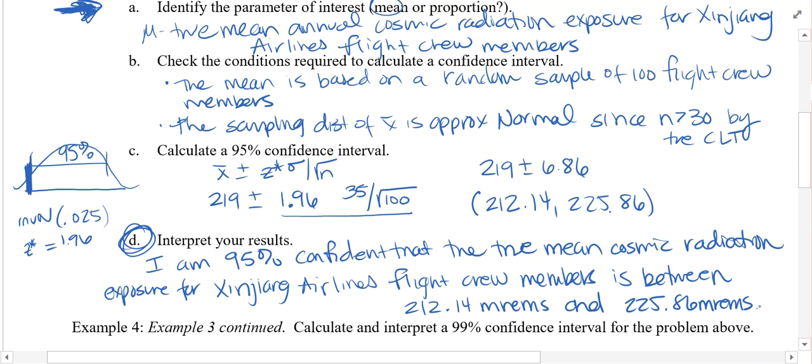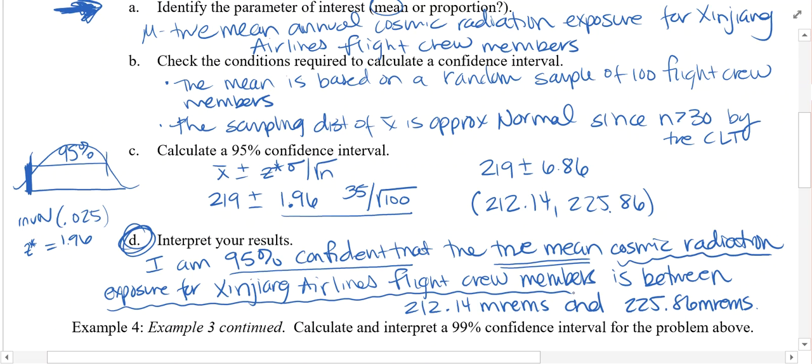There's a couple pieces to this that you really need to have. Your confidence level. We have that we're talking about the true mean, and this is the definition of the mean we're talking about, just like what we labeled above. This is where it comes from, our definition of mu. Then "is between," and that's just our confidence interval with units.